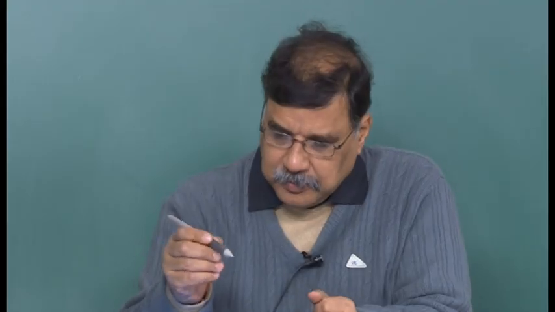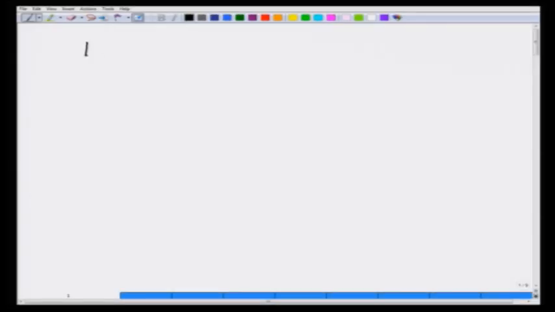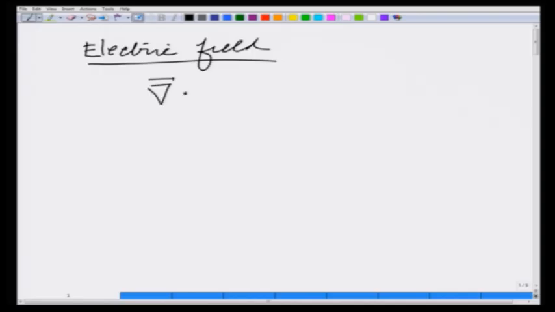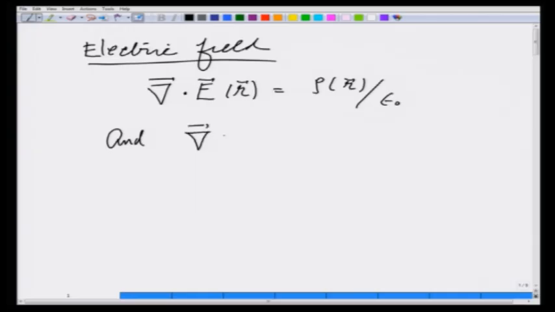In the previous lecture on electric field, we have seen that electric field satisfied the equations that its divergence at any point was related to the charge density at that point, and curl of E is always 0.